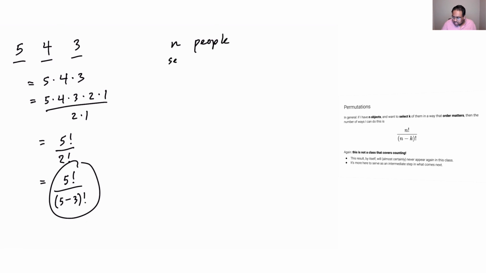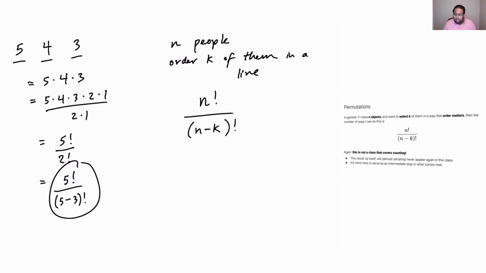We want to select k of them, or I should say order k of them in a line. So the total number of ways we can do that is n factorial divided by n minus k factorial. And again, this is not really a class that covers counting, and the only reason this is appearing is because it serves to scaffold us into what's coming next, which is the binomial coefficient.